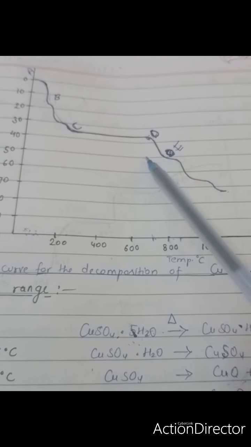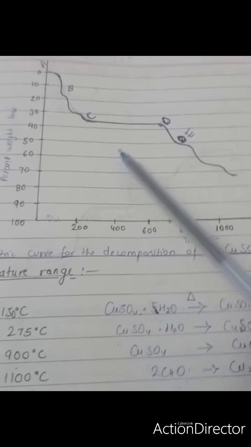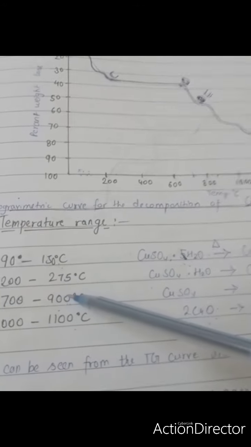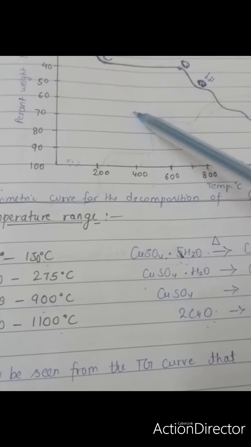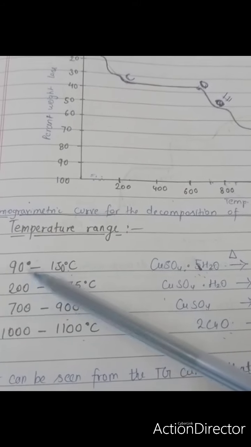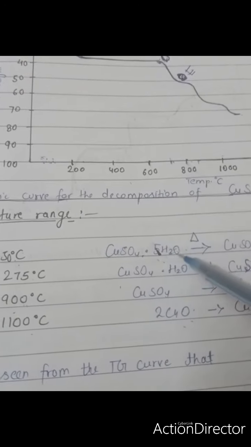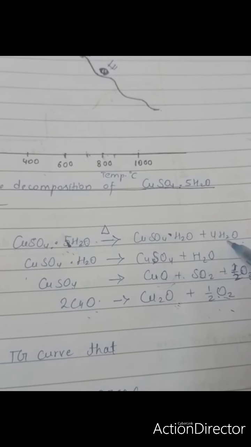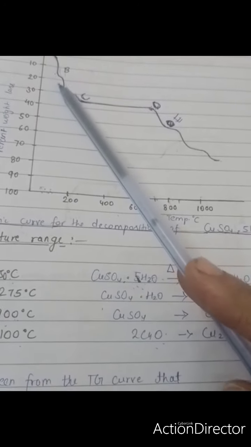Now let us discuss the thermal decomposition of copper sulfate pentahydrate, that is, copper sulfate with 5 molecules of water. You can see this is the thermogravimetric curve. At different temperature ranges there is decomposition, and the loss in weight is measured. Between 90 and 150 degrees Celsius, copper sulfate pentahydrate loses water and is converted into copper sulfate with 1 molecule of water, as 4 molecules go away. There is a loss in weight that is recorded, as you can see here.